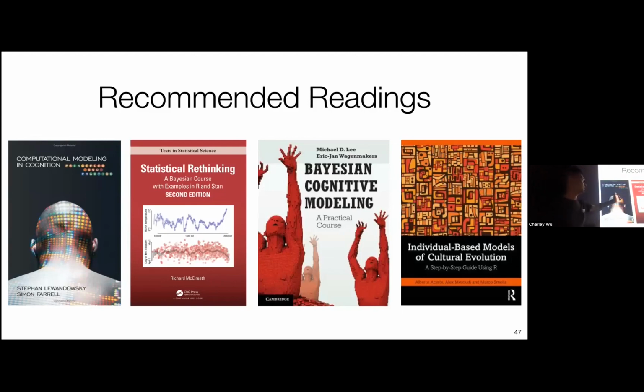Michael Lee and E.J. Wagenmakers have a very influential course on Bayesian cognitive modeling. I think that also uses JAGS, right? Maybe someone else can tell me. And then also Alberto Acerbi, Alex Mesoudi, and Marco Smolla have this really fantastic book. I guess, is it a Bookdown? Yeah, it's a Bookdown. Essentially a code notebook for modeling cultural evolution. Highly recommended. So these are some ways you can extend your understanding.